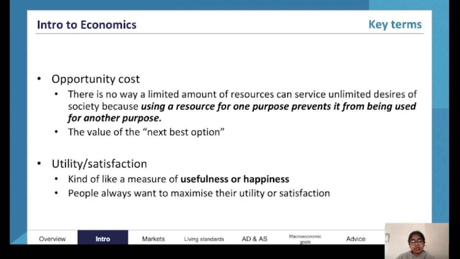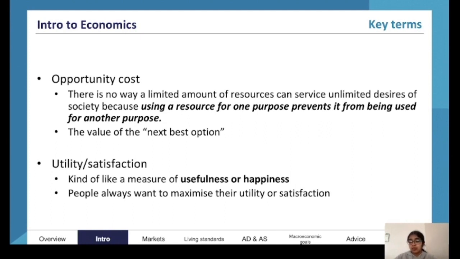Next, utility or satisfaction. Utility literally means how useful something is, and satisfaction is how happy you are with the product. If you make a decision, you really want to maximize the usefulness of that decision, and you want to maximize how happy you are with it.